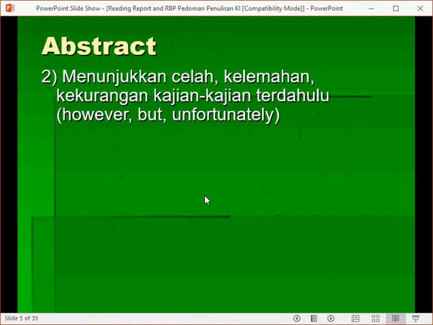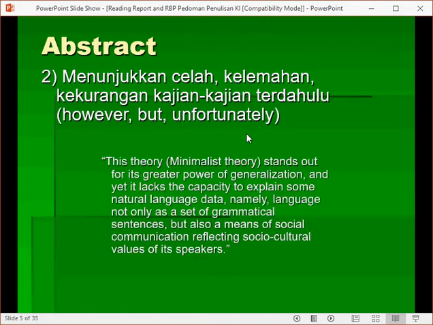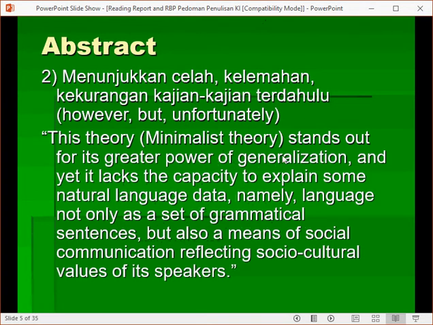The second, show the gaps or the weakness of the latest or the premier studies, and then you can say however, but, or unfortunately. This is the example. This theory, minimalist theory, stands out for its greater power of generalization, and yet it lacks the capacity to explain some natural language data, namely language not only as a set of grammatical sentences but also a means of social communication reflecting socio-cultural values. Okay, guys.